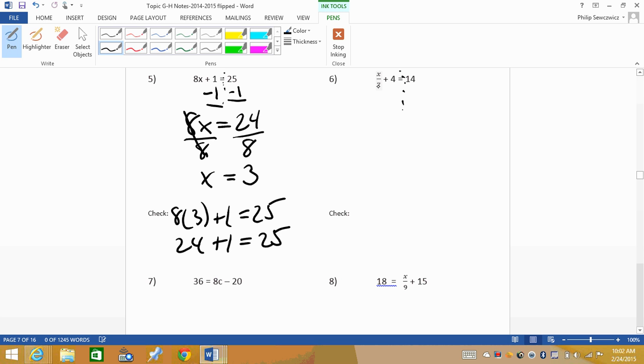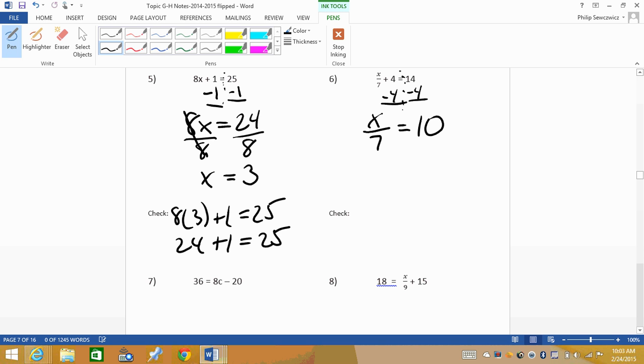Variables on the left-hand side. So we are going to start on the left-hand side. We're going to undo the addition. We undo the addition by subtracting 4 from both sides. So all that I have on the left-hand side is x divided by 7. Bring down my equal sign. And 14 minus 4 is 10.